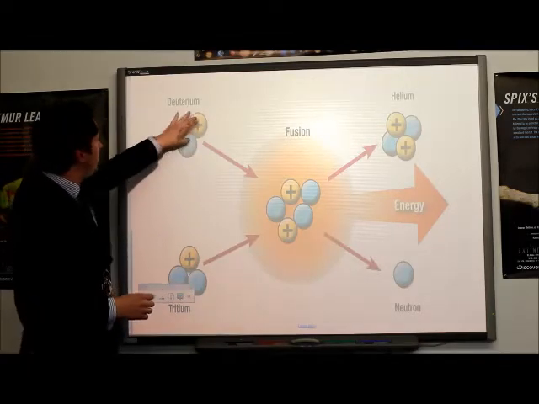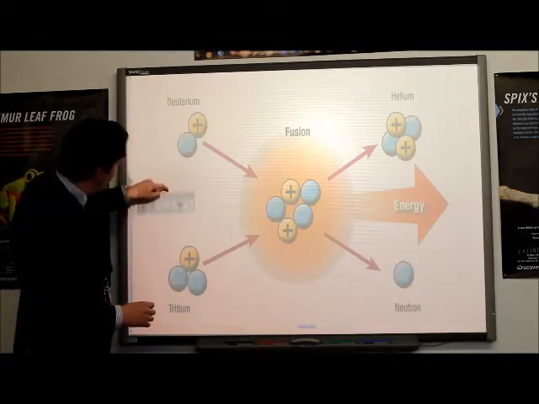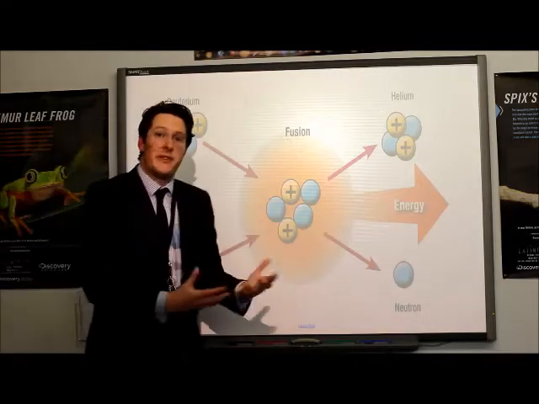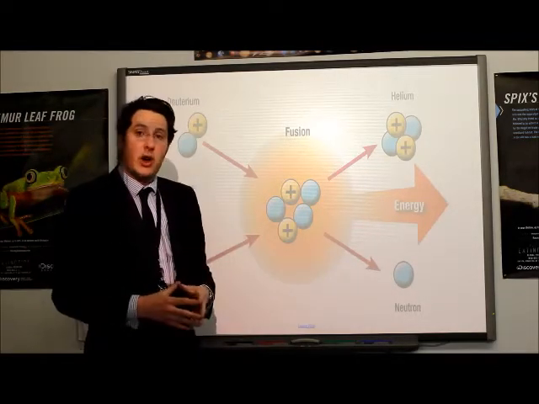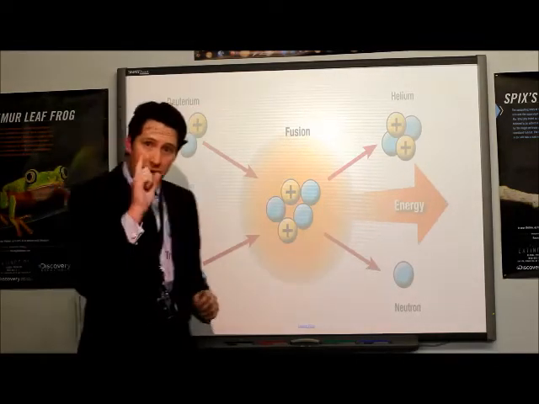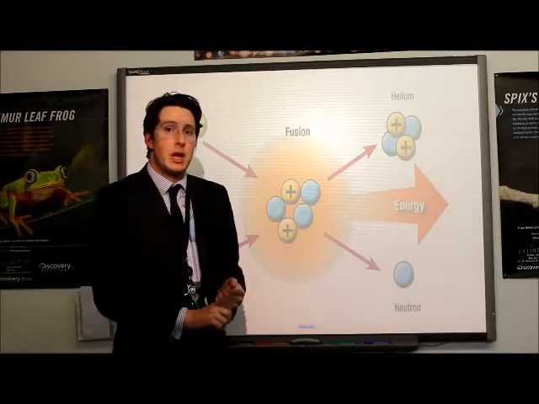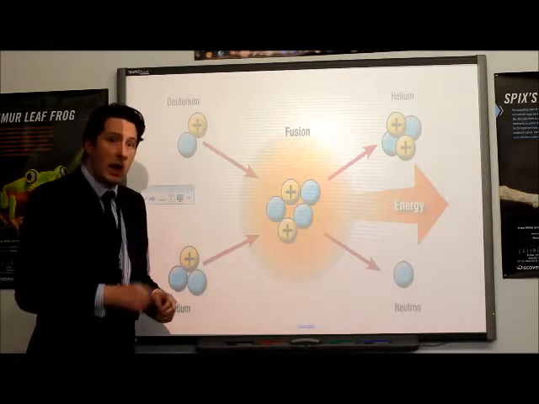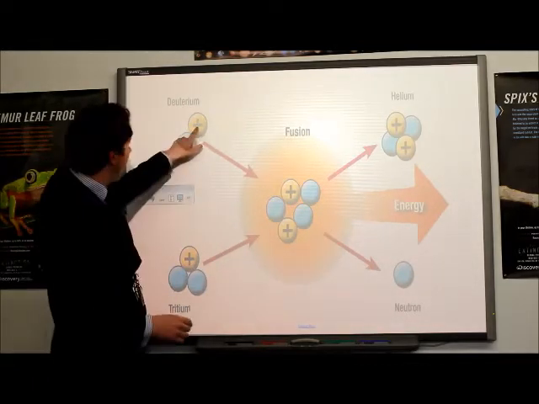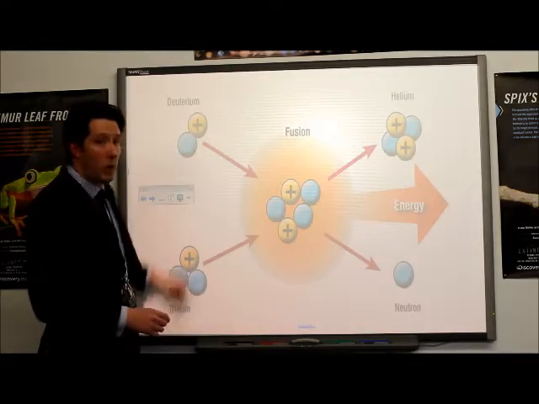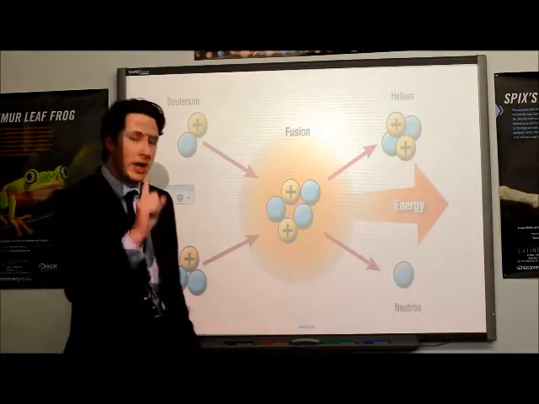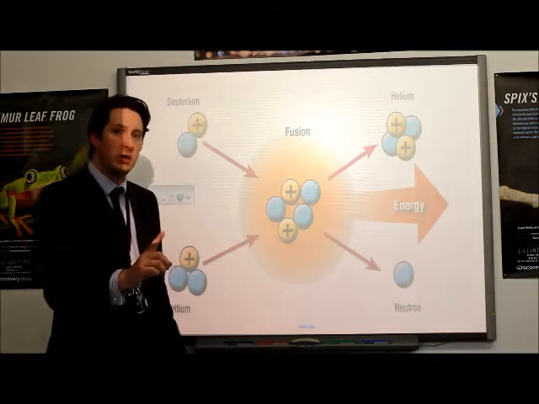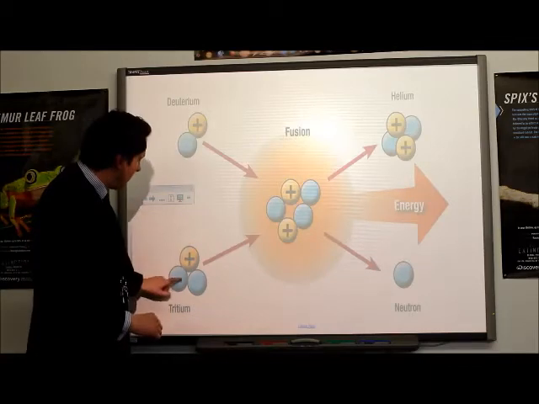It starts with deuterium, and this is tritium over here. Both are actually versions of hydrogen. So hydrogen itself has 1 proton, and these are isotopes of hydrogen. How can we tell they're isotopes? They still have 1 proton. Both have 1 proton, so that means they're hydrogen. Anything with 1 proton is hydrogen, but they have a different number of neutrons.